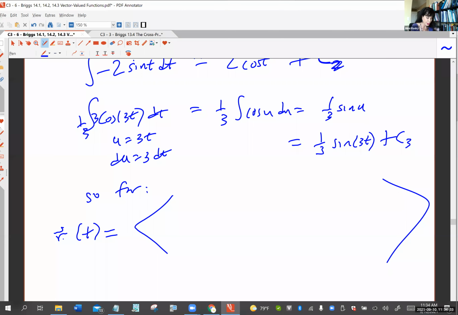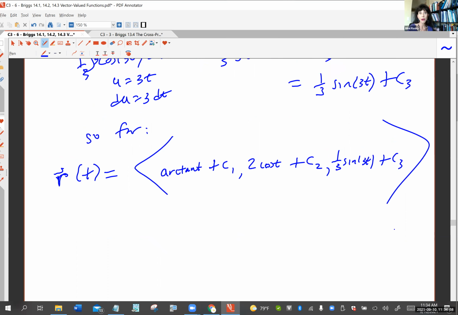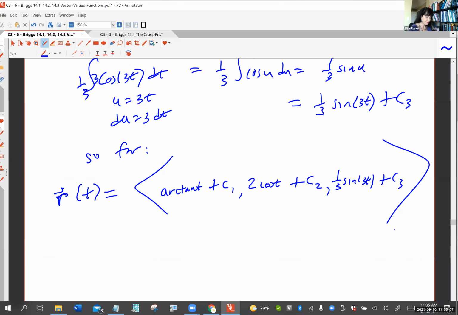Here's what you have so far. Your R of t, you took an antiderivative. Congratulations. You have arctan t plus some constant, C1. The comma, the middle component, we have 2 cos t plus some other constant, C2. The last guy was 1/3 sine 3t plus some constant, I have no idea, C3. So if you get that far and you have that on your paper and everything else was wrong, I give you a lot of partial credit because I'm just so happy that you show me these intermediate steps. I'm like, yay. Now what?